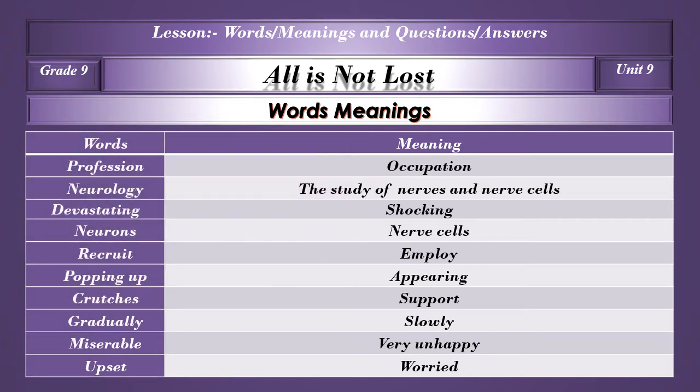The first part of the lesson is words meanings. The first word is profession. Profession means occupation, job. The second word is neurology. Neurology means the study of nerves and nerve cells. Devastating. Devastating means shocking. Neurons. Neurons mean nerve cells.